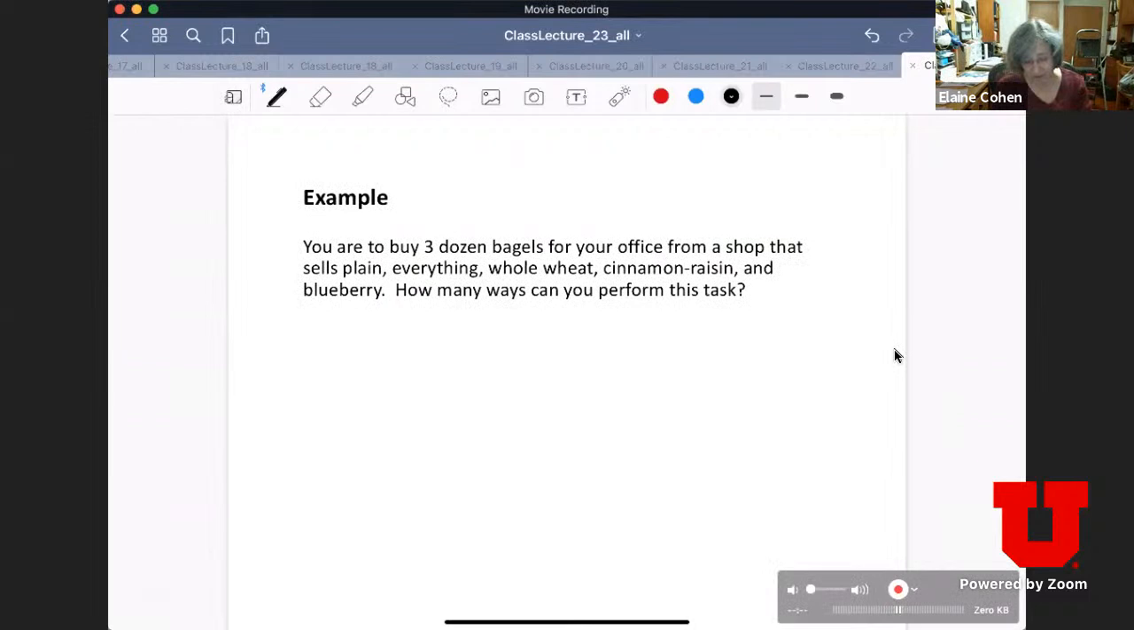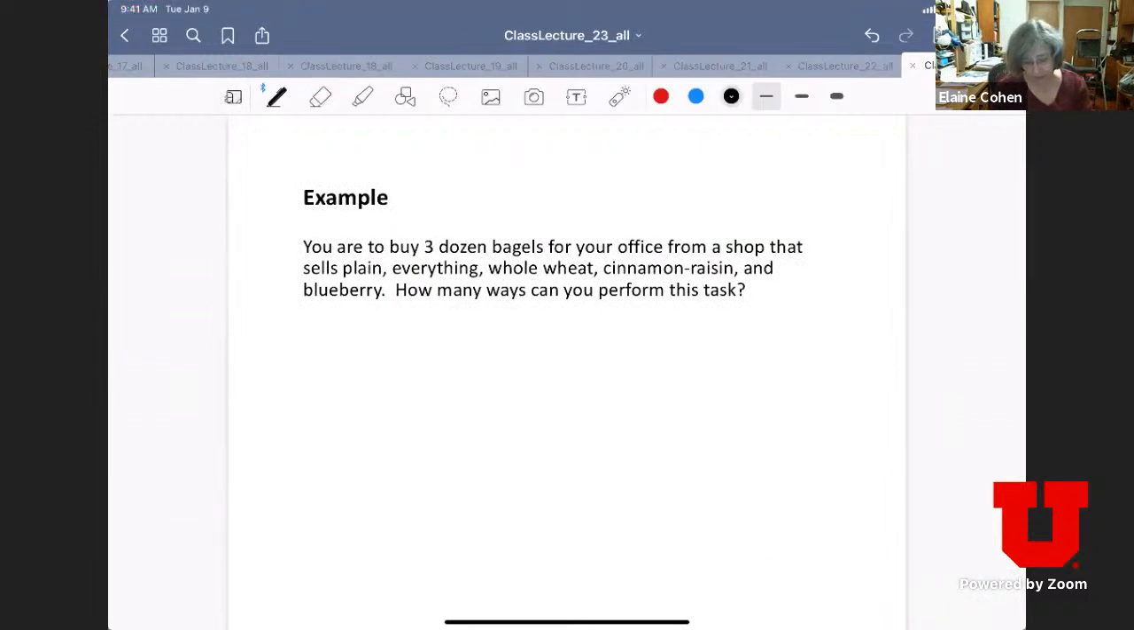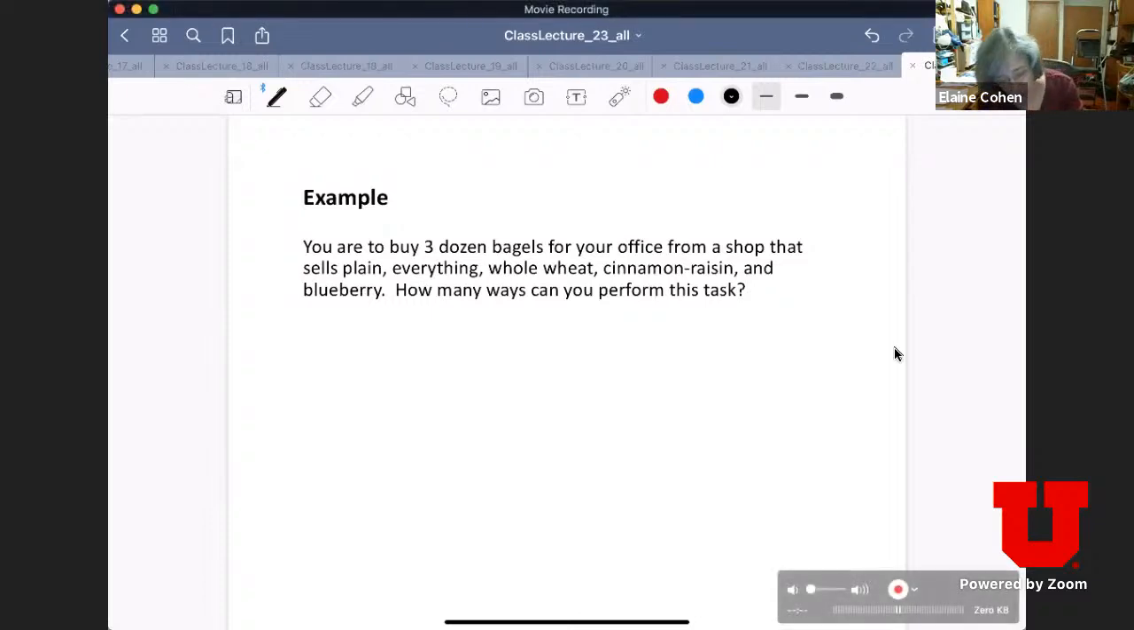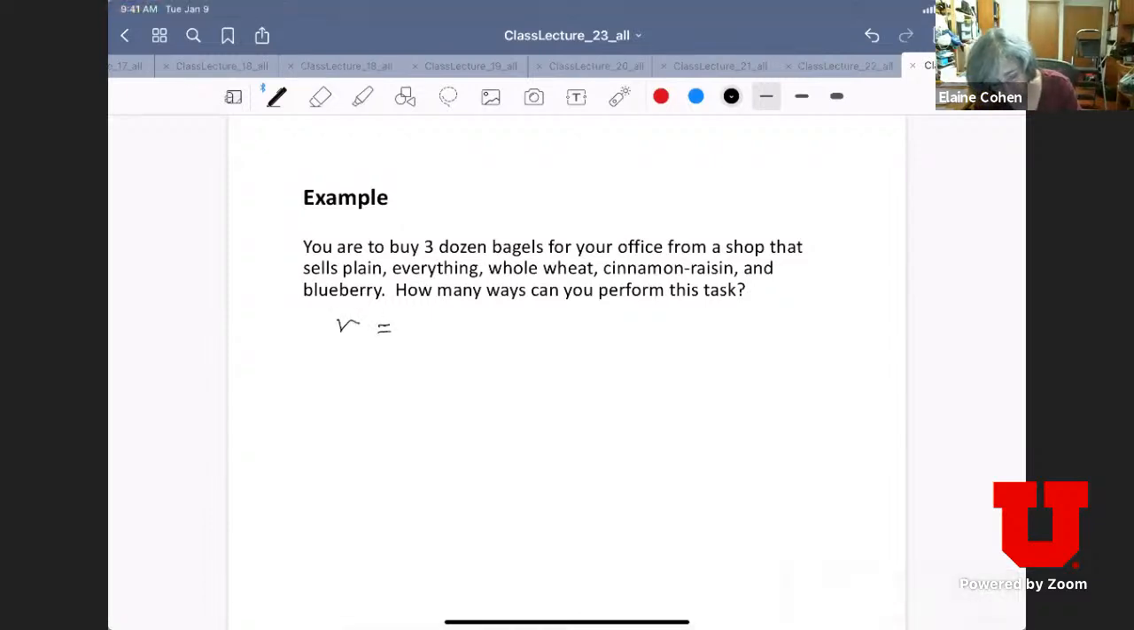You're to buy 3 dozen bagels from a shop that sells plain, everything, whole wheat, cinnamon raisin, and blueberry. How many ways can you perform the task? What's R? The number of things you want to put in the bag. So that's 36. What's N? How many different kinds of bagels are there? It's a normal dozen, not a baker's dozen. So we have 1, 2, 3, 4, 5 kinds.